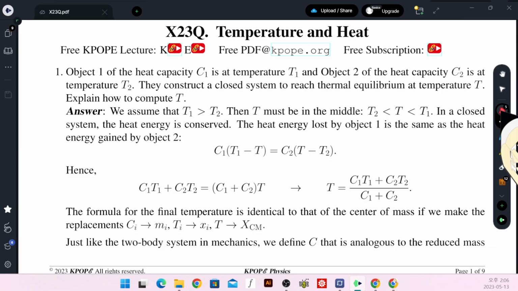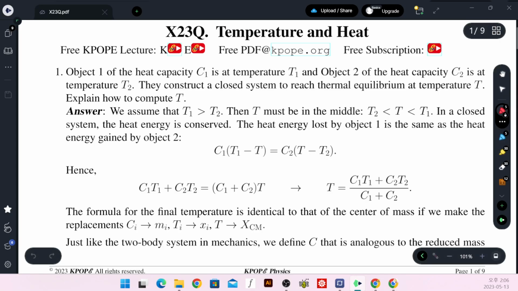Today we study X23Q, temperature and heat.